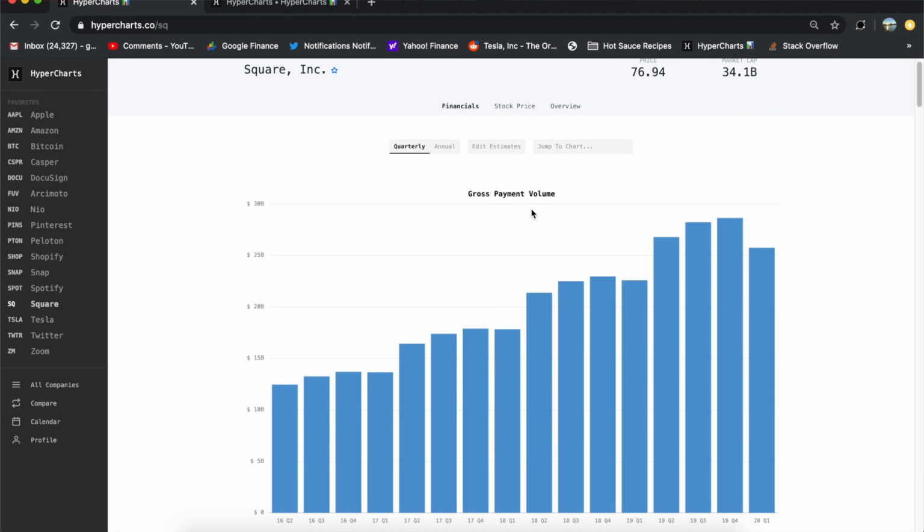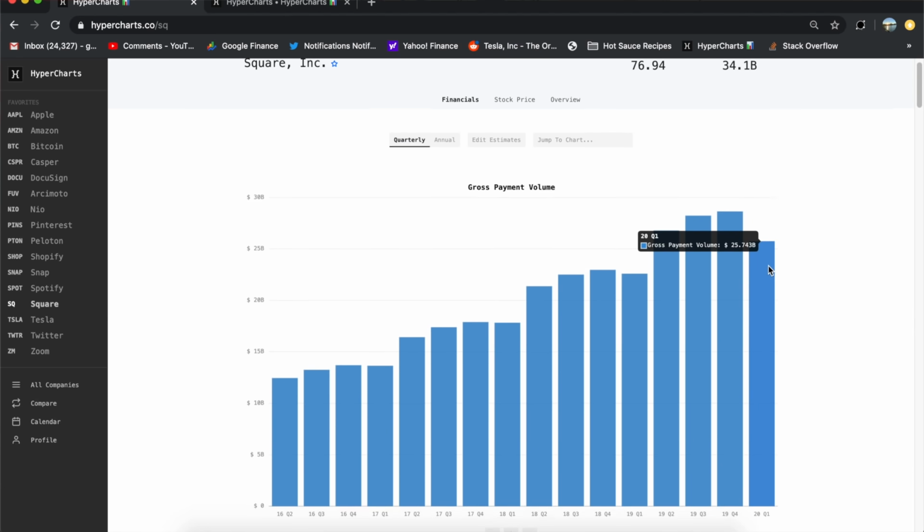So Square discloses this every quarter. As you can see, there's a bit of a pattern to it where it kind of spikes in the summer months and then comes down here. So this is what it was, 25.7 billion. And you might be like, oh, that came down. Was that due to COVID-19? Well, it was actually up from Q1 2019.